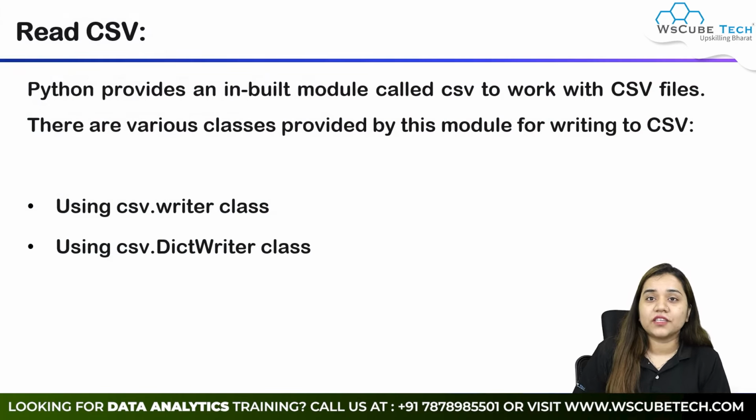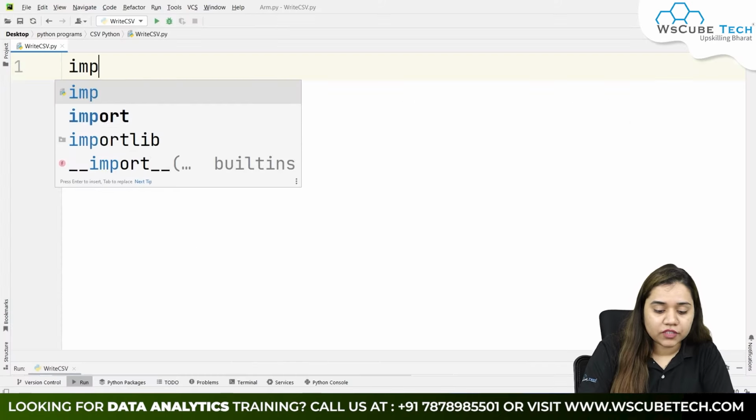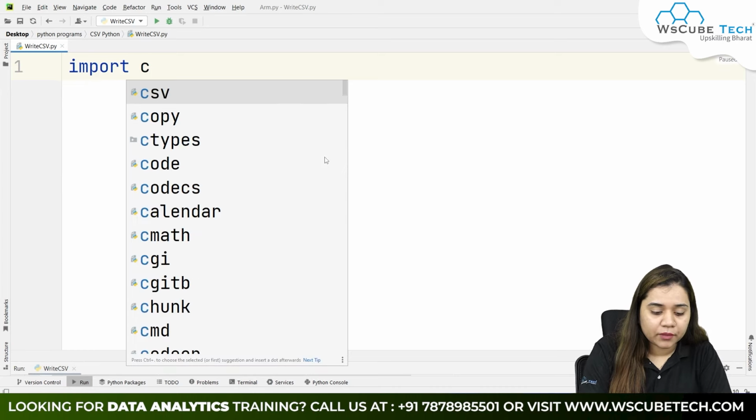There are two methods over here, just like how we had reader and dictionary reader. Similarly, we have writer and dictionary writer. With the help of these two methods, we will be doing it. So let's have a look at how it can be done. First of all, we will be importing our library. So I'll be writing import csv.